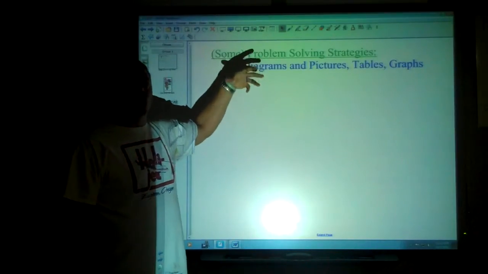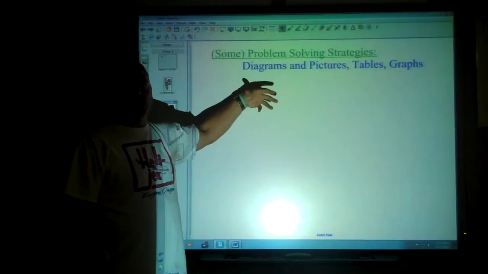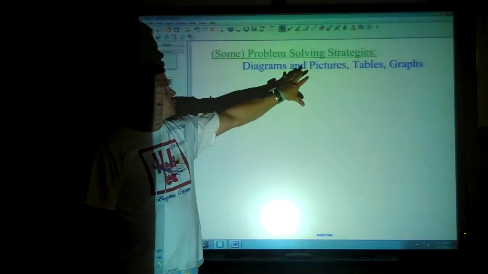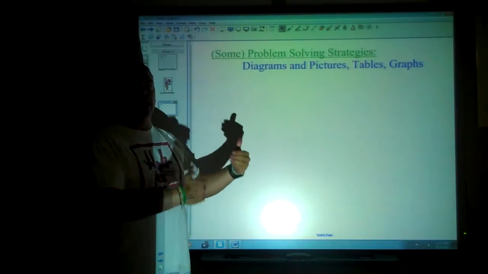Remember, the story problems are related to these multi-step equations, which means you might be able to solve them in a similar way. Get your bearings about you with some of these drawings and pictures, and then try them out.